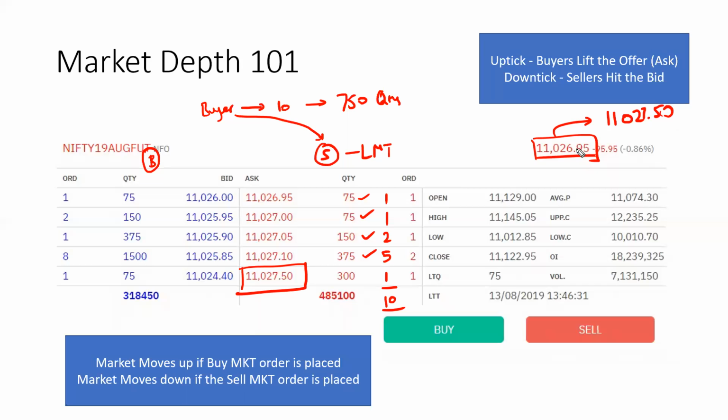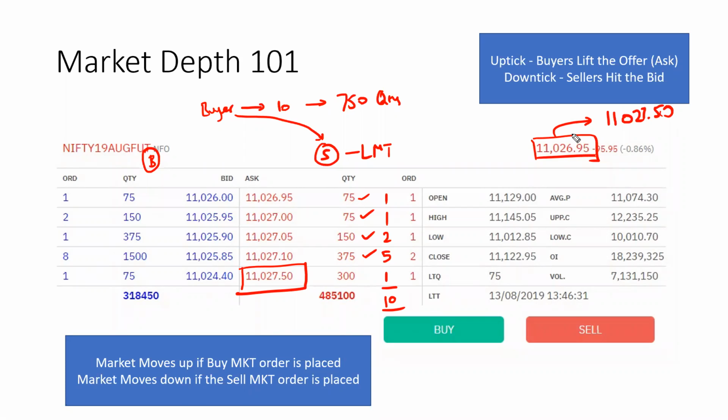So who is moving the markets here? I'm the one punching the market order, so I'm moving the markets also. But at any given time, buyer market orders and seller market orders keep coming into the markets. Whichever side is more aggressive, that side will eventually move the markets over a period of time. So it is a kind of tug of war between the market buy orders and market sell orders.